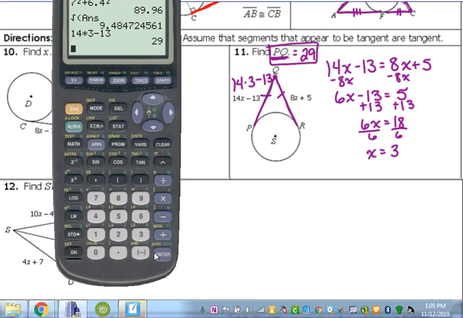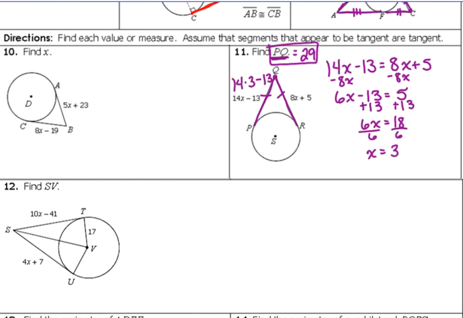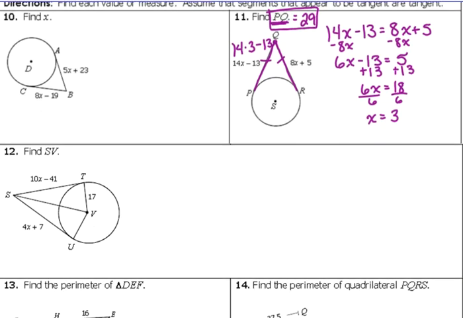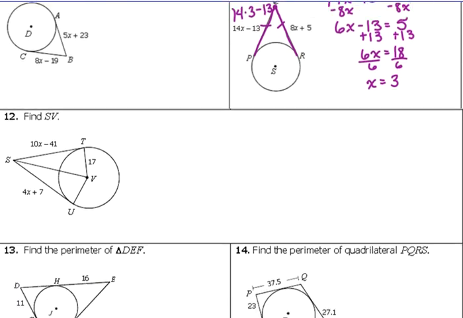PQ is 29. Now, if you really want to be thorough, plug it in for RQ as well. That one's a little bit easier to plug in. 8 times 3 is 24. 24 plus 5 is 29. I do that just to make sure that they do have the same length. It's one way to confirm whether I did it correctly or not. Okay, so again, pretty simple. Two tangent lines coming from the same external point are equal. You just have to use that. Let's look at number 12.